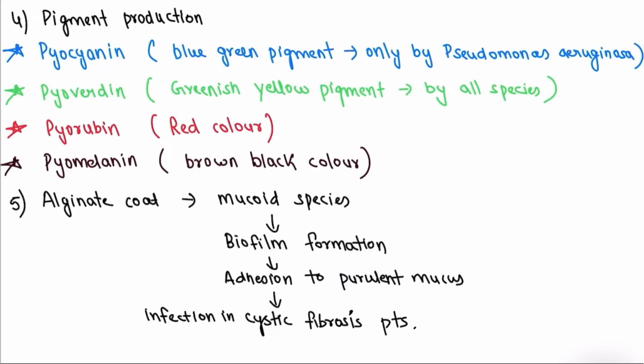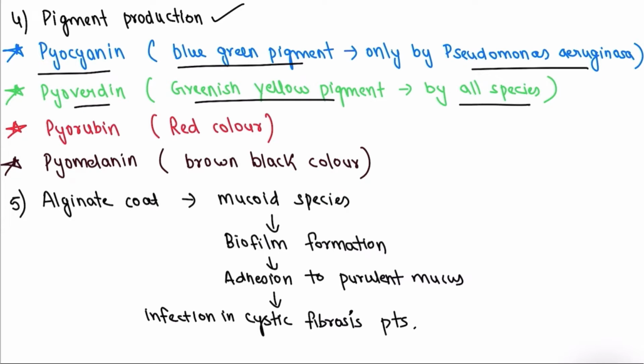Now coming to the most important part, that is pigment production. There are four types of pigment. The first one is pyocyanin. It is a blue-green pigment and it is produced only by Pseudomonas aeruginosa, not by other species of Pseudomonas. Now coming to the second one, that is pyoverdin. It is a greenish yellow pigment and it is produced by all species.